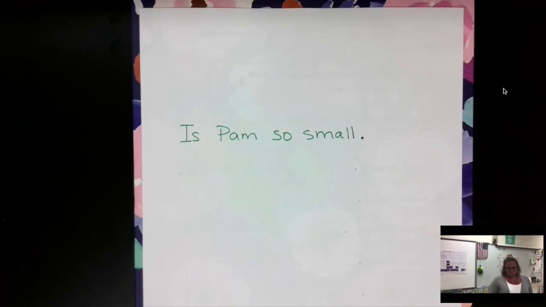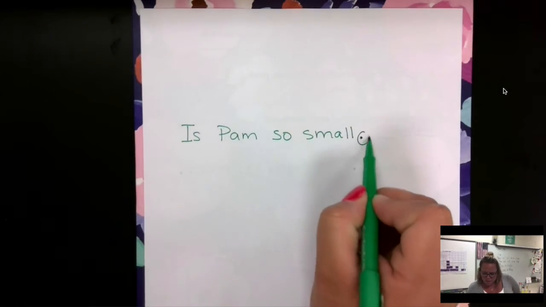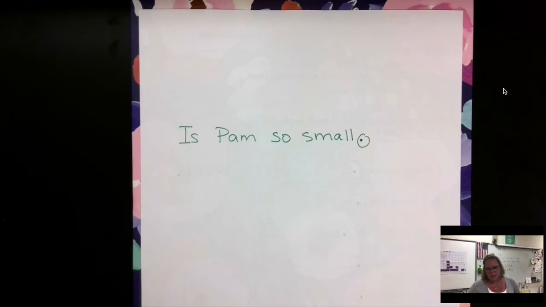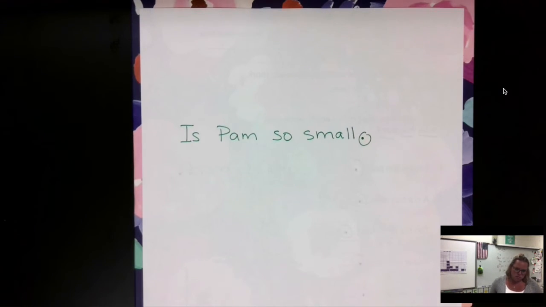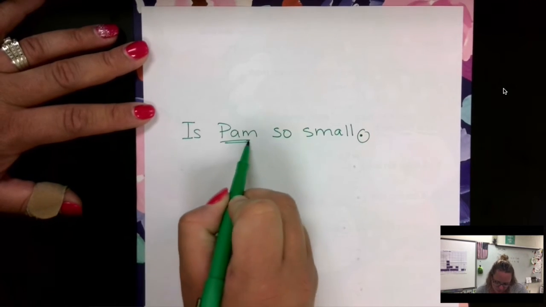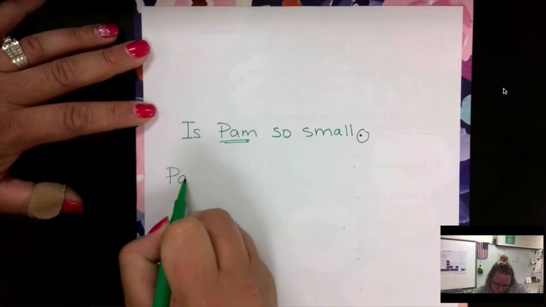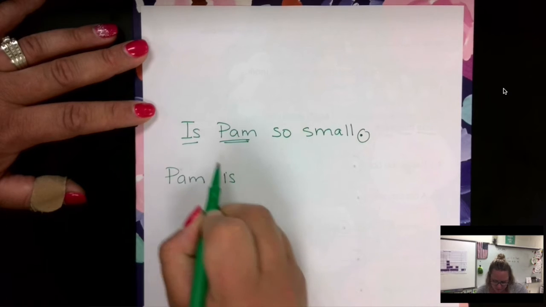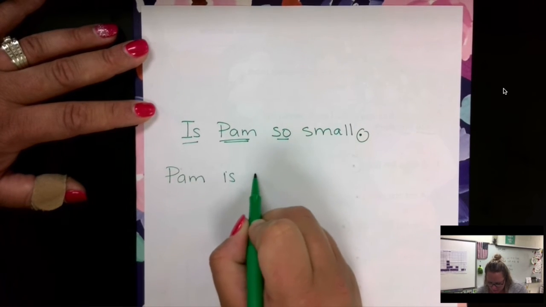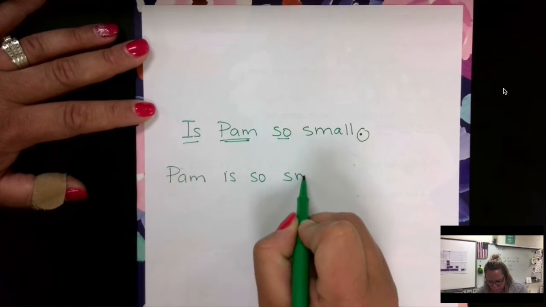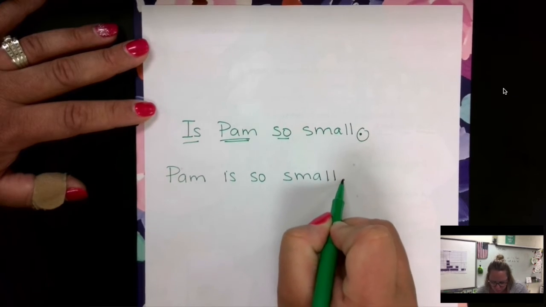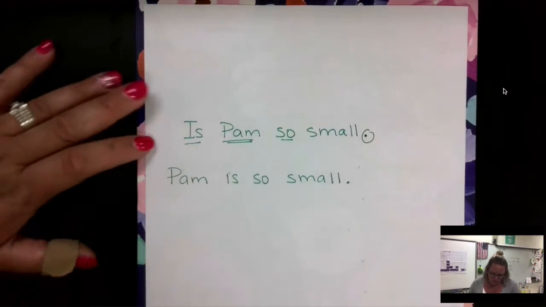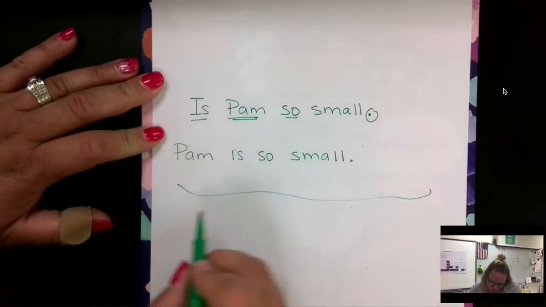Now, because I see that my end mark is a period, I know that it cannot be a question. So I can't say, is Pam so small? I have to start with Pam. Pam what? Pam is. Pam is so small. Then I would need to put my period at the end of my sentence. What about this one?